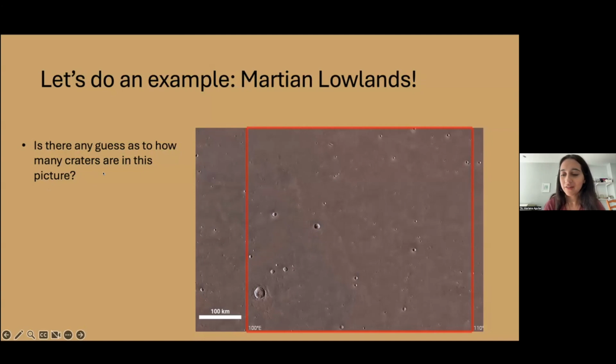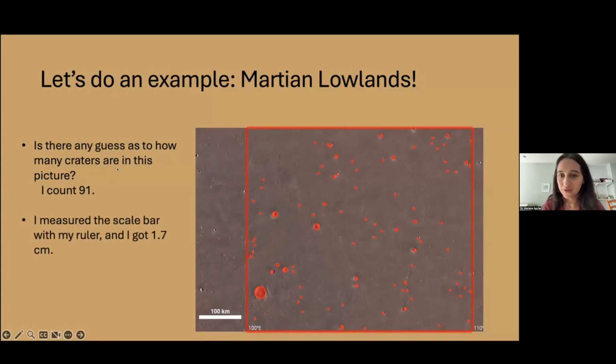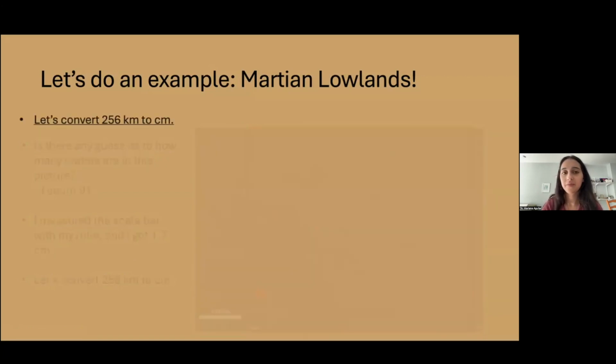If you look really, really closely, I counted 91. So I circled them all here, and you can see kind of what I was going for here. So there's 91 craters in this picture, probably more, but they're just too small to see. And I also measured the scale bar with my ruler, and I said that it was 1.7 centimeters long, but it represents 100 kilometers. So now let's convert and do an example calculation of 256 kilometers to centimeters.